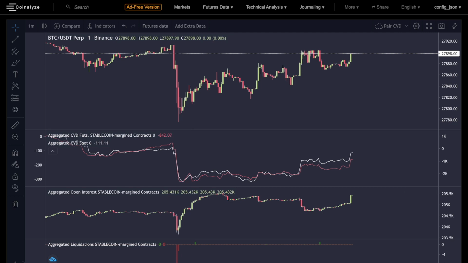Also, you have to make sure your conclusions are aligned with the fundamental reason in case you're trading alts or narratives, news, whatever you want to call it.